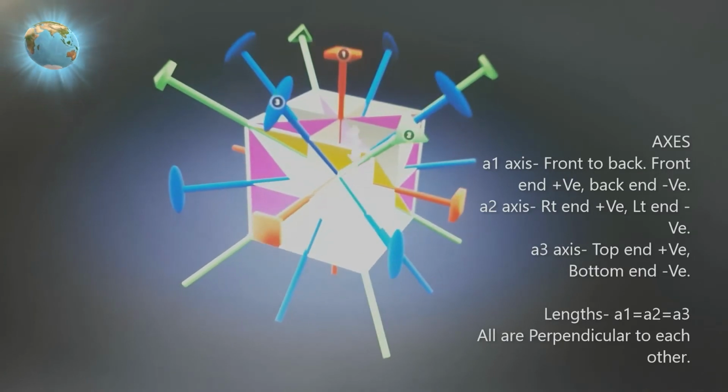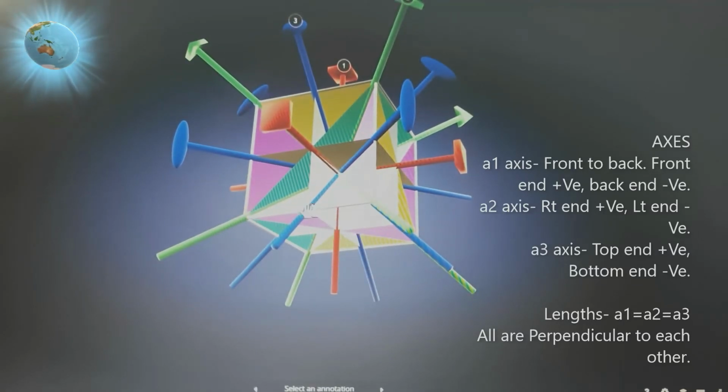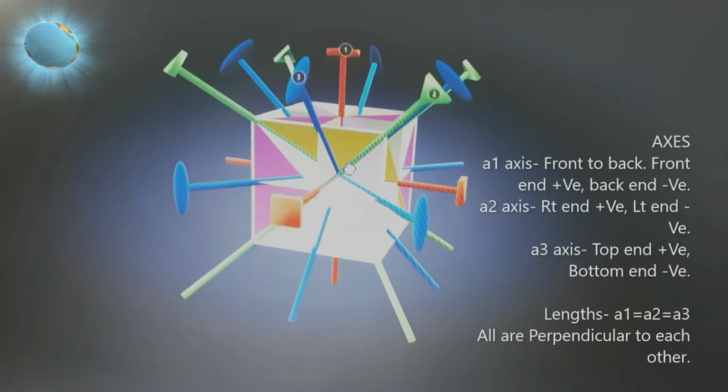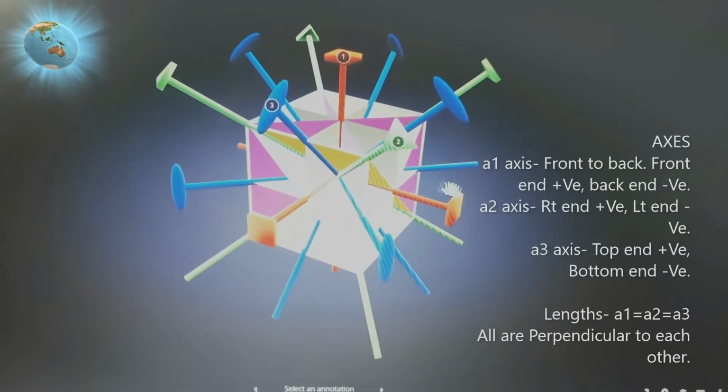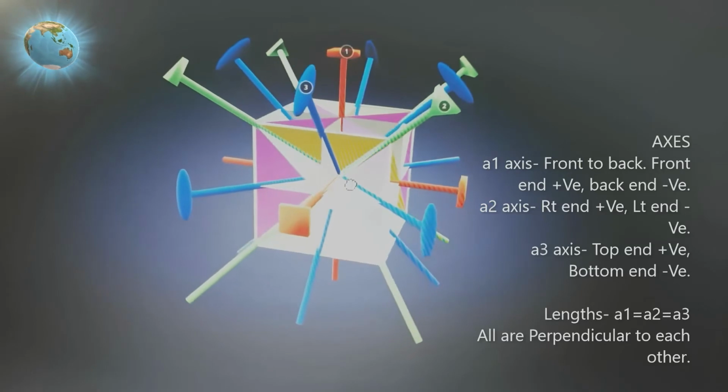Now the third axis you can see here at the top, going vertically down, coming out from this point, the central point of the square shaped face. This is the vertical axis. This is the A3 axis. The lengths of these A1, A2 and A3 axes are the same, and they are perpendicular to each other. Due to their equal length, they are named A1, A2 and A3 axes.